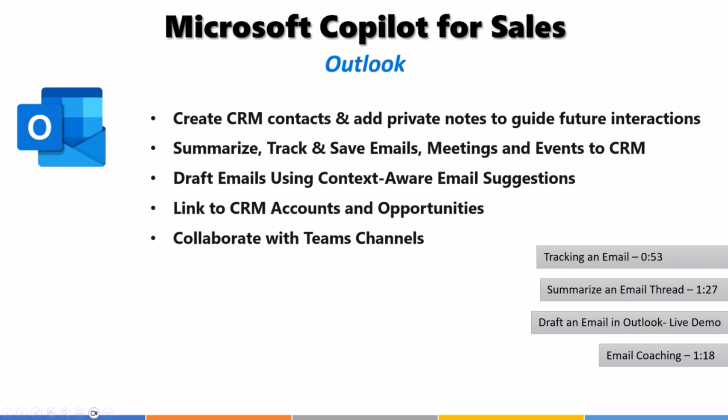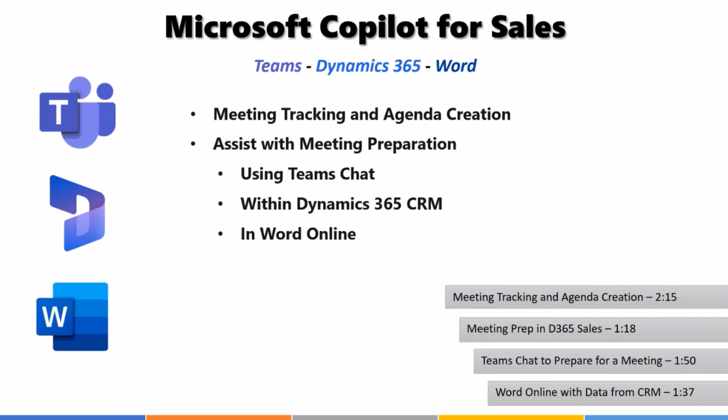Okay, pretty neat stuff. So overall, it saves sellers a lot of time and helps keep everything organized in one place, Outlook, and then ties to a few other places, but they're all integrated so that you can seamlessly move back and forth between these different areas. So the next section is regarding Teams, Dynamics 365, and Word, specifically Dynamics 365 for sales.